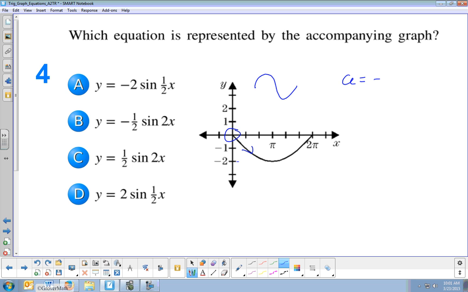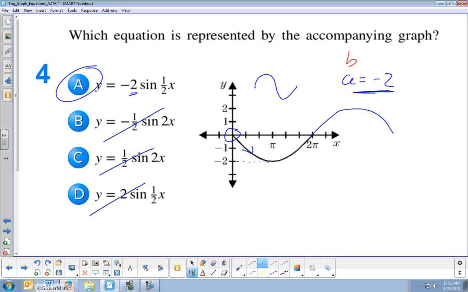Our amplitude, since this goes down to -2, if the graph were to continue, it would go up to +2. But the fact that I'm opening down first means that a equals -2. So when you see the graph going down first for sine, as opposed to like that, that's telling you that you've got a negative a value. Our amplitude would be +2, but our a value is -2. And so that is actually enough to answer the question right here, because this is the only one with an a value of -2. Well, let's just talk about the rest.